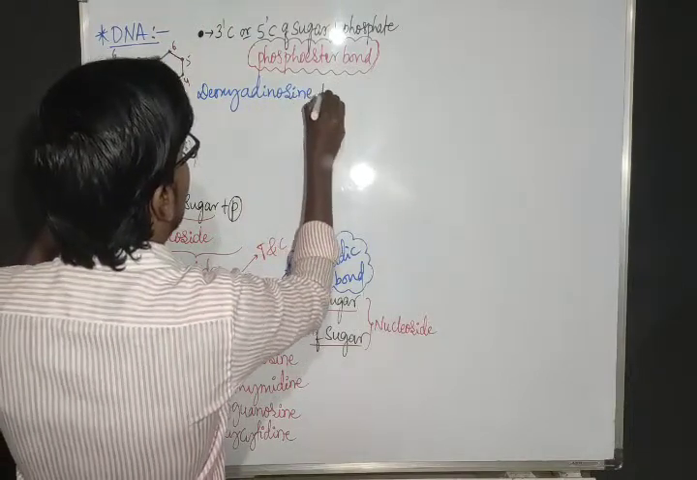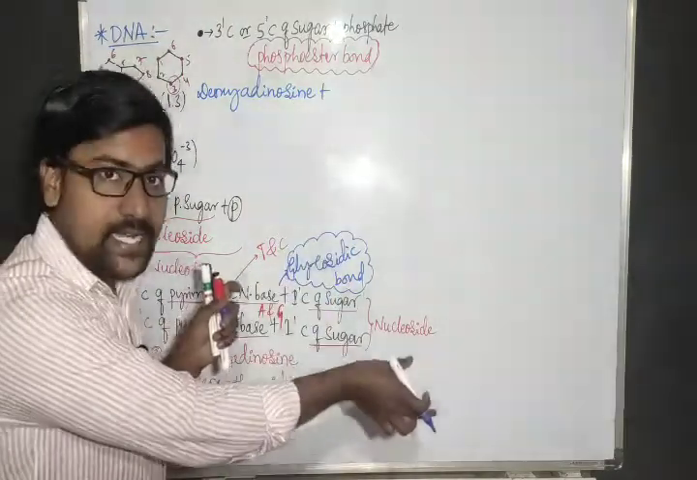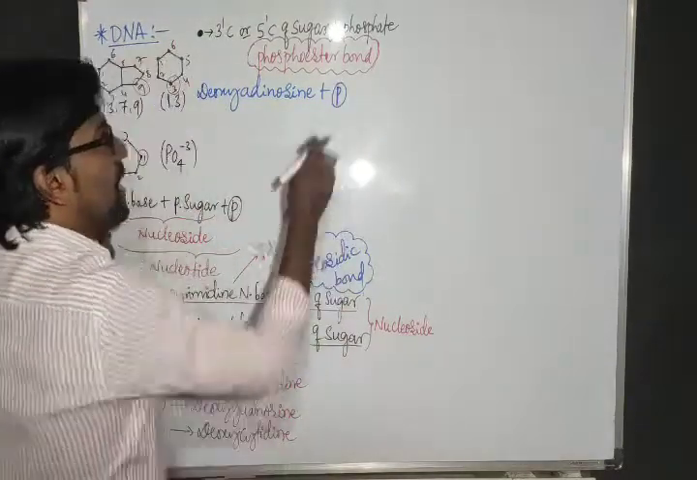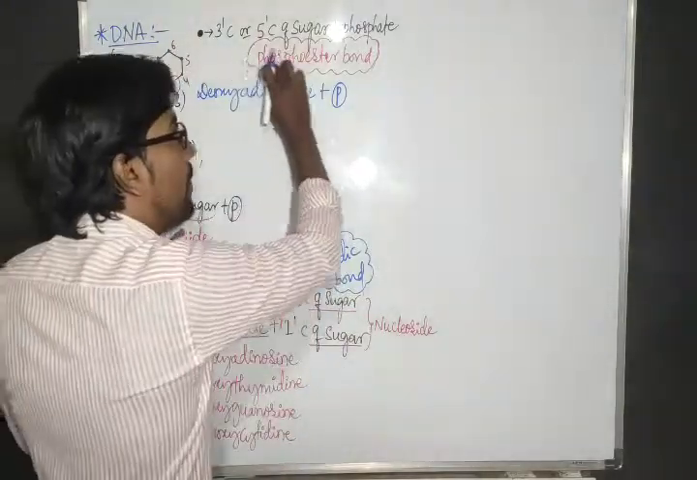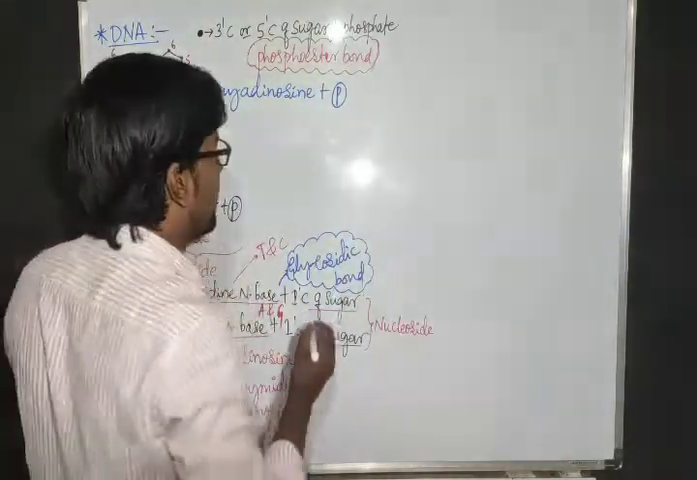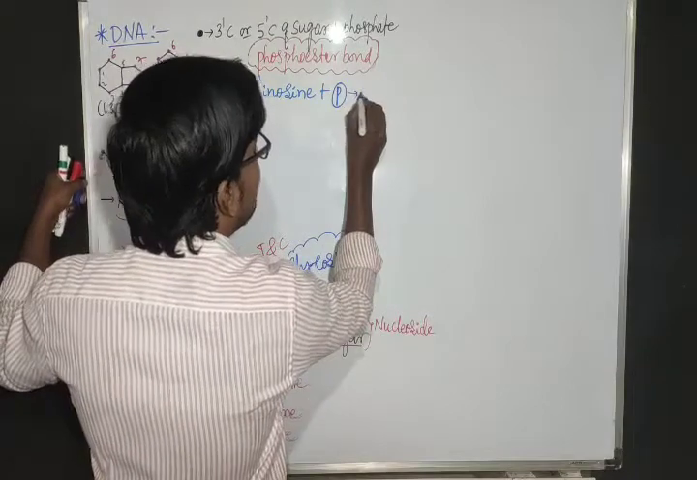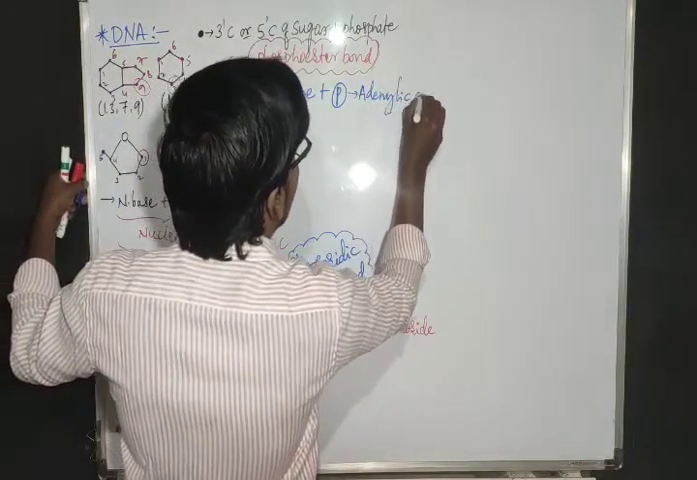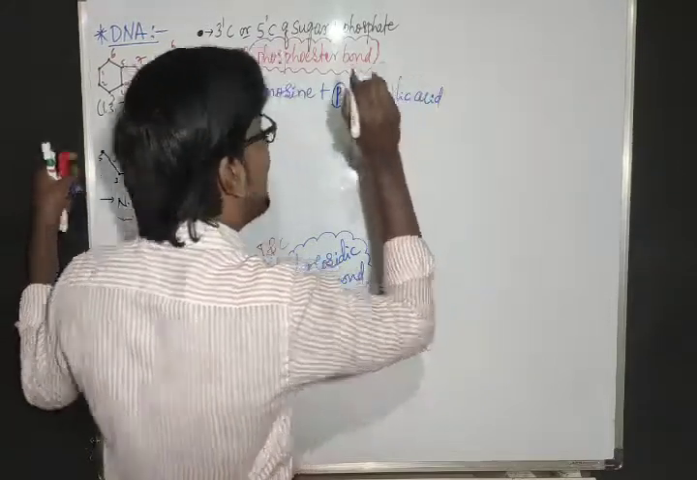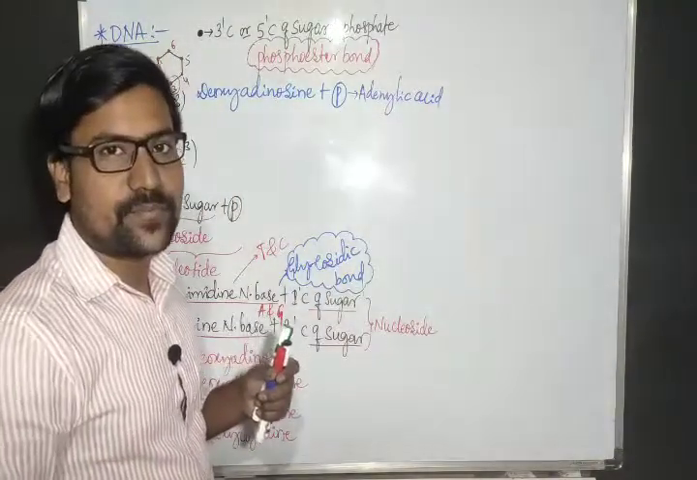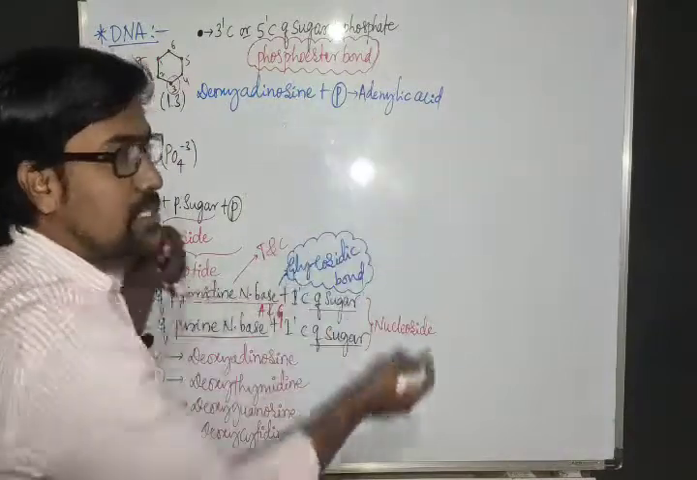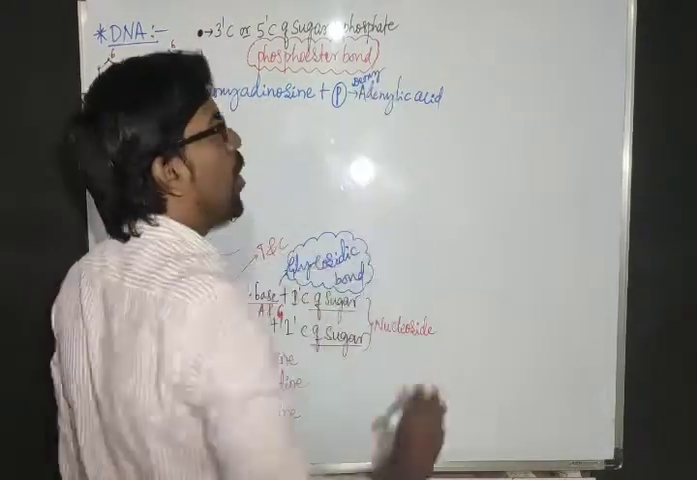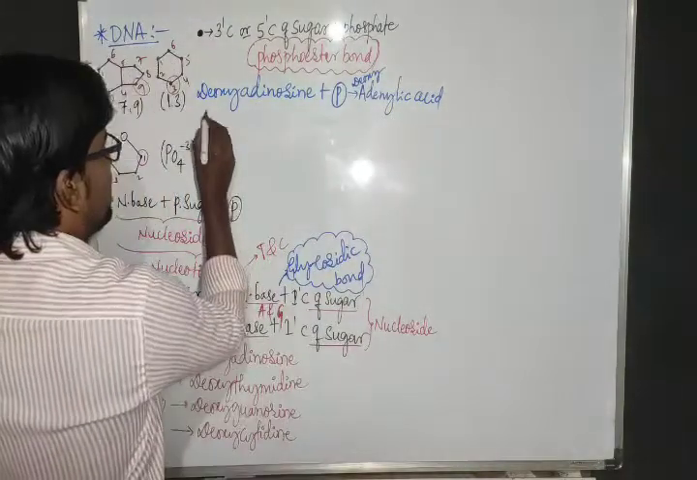Deoxyadenosine. So this is one nucleoside. Now the nucleoside combines to what? Phosphate. After combining to the phosphate, with which bond? Phosphoester bond. Then its name is deoxyadenylic acid. So you mention here, deoxyadenylic acid.